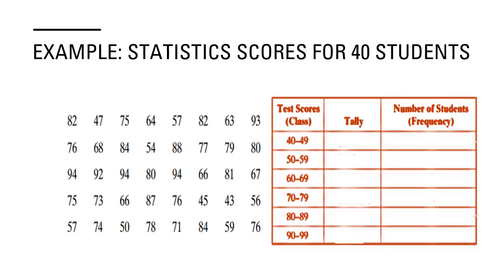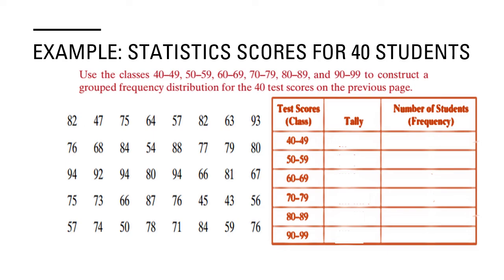Now, we have test scores for 40 students, but we're going to use classes. And the question says use these classes, 40 to 49, 50 to 59, 60 to 69, etc., to construct a group frequency distribution for the 40 test scores. Now, for the first class, from 40 to 49, I need the numbers equal to 40, equal to 49, and whatever is in between. So I have three numbers, so the tally would be 3 and the frequency would be 3.